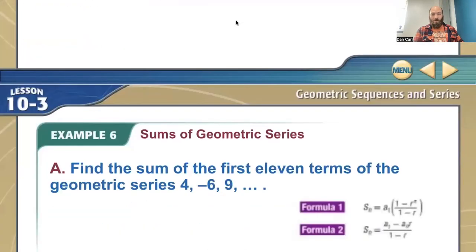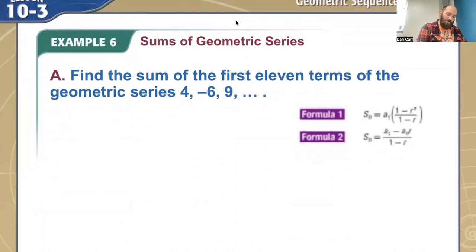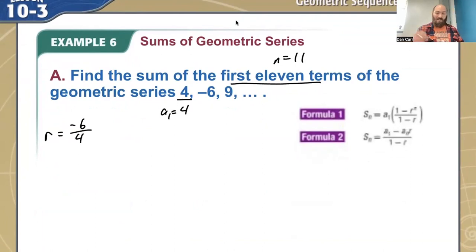So let's take a look at this first example here. We want to find the sum of the first 11 terms of the geometric series 4, -6, 9, and so on. If it says the first 11, we know that n is equal to 11. We have 11 terms here. We know that a sub 1 is just 4. So the last thing I need is my common ratio, which is the ratio of consecutive terms. So I could take -6 divided by 4. I get -1.5, or the fraction -3/2. But for the formula I'm going to use, it'll be easier to do the decimal version.